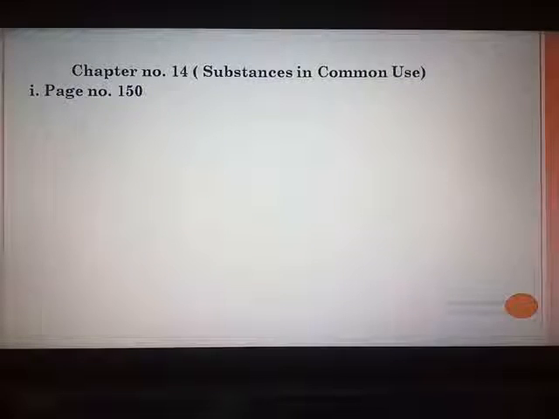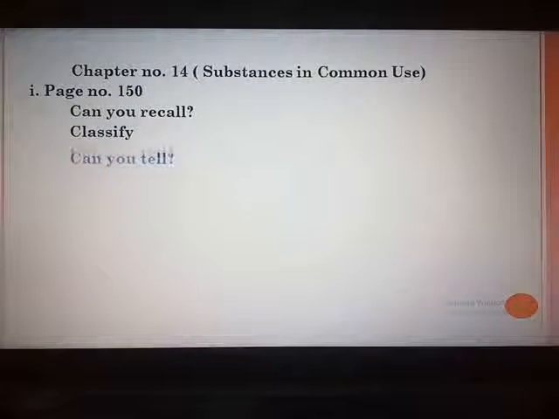The very first activity which you have to remove is, can you recall? 2 questions are there and the paragraph along with 2 questions, both you have to remove it. Right below it, you have an activity, classify. That classification part you have to remove along with the names of the substances. Rubber, salt, soap, toothpaste, all that part you have to remove. Below it, you have a very small activity, can you tell what are salts? That part you have to remove.